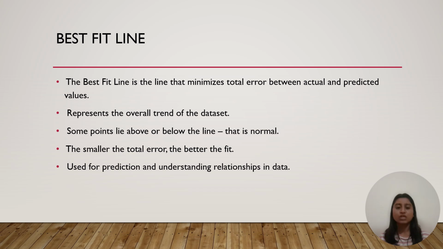Best fit line. So now let's see what exactly is a best fit line. Imagine you have a bunch of scattered data points on a graph. Our goal is to draw a line that passes through them in such a way that the distance from each point to the line is as small as possible. Some points will always be a little above or below, and that's okay. The line that minimizes the total error across all points is what we call the best fit line. Once we get this line, we can use it to make predictions for new data.